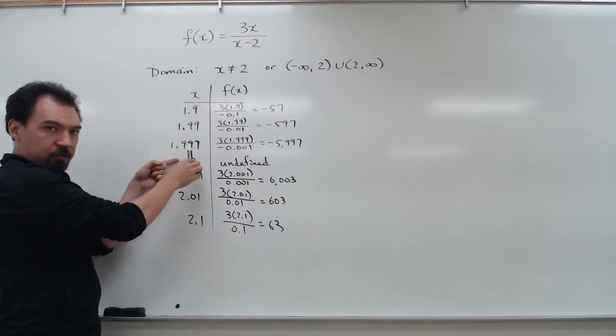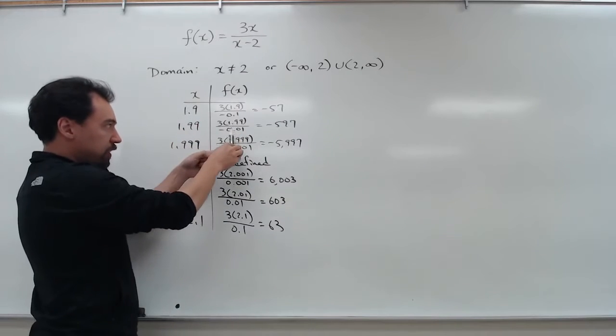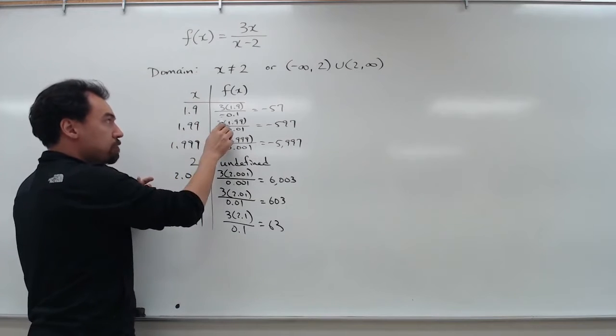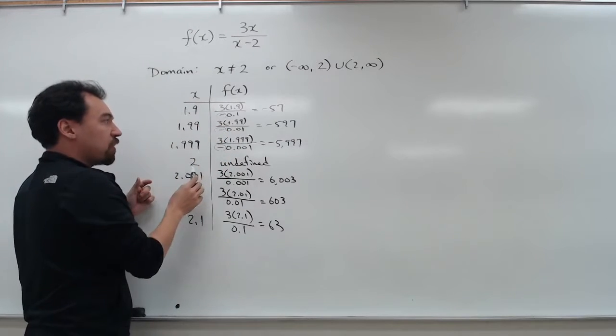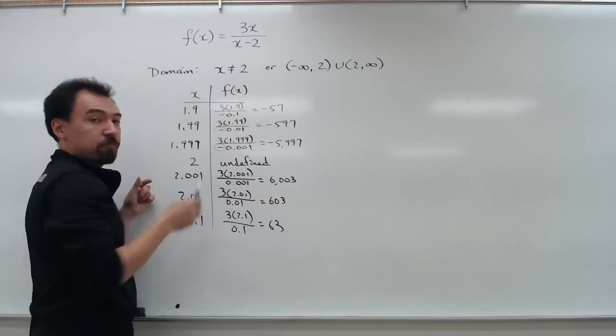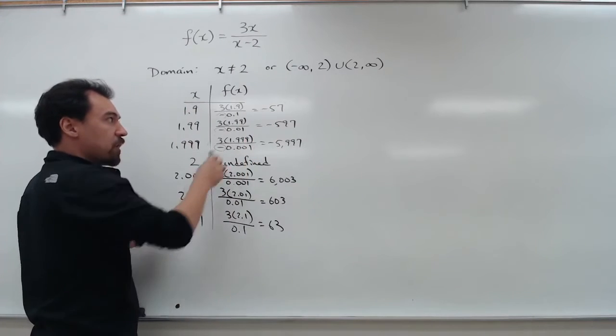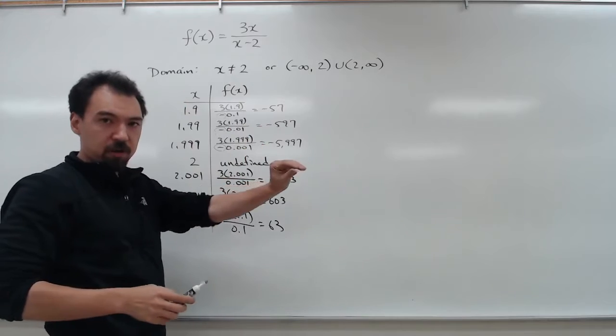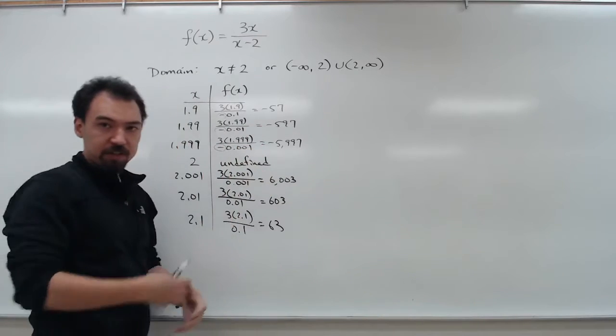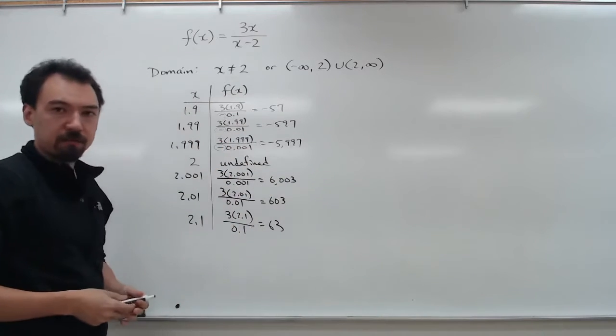So, a similar trend. As x gets closer to 2, the denominator gets closer and closer to 0, but it stays negative overall because you're coming from numbers less than 2. So our f of x values are all negative, but since I'm dividing by something closer to 0, I'm going deeper into the negative. It's like a big number, but negative.